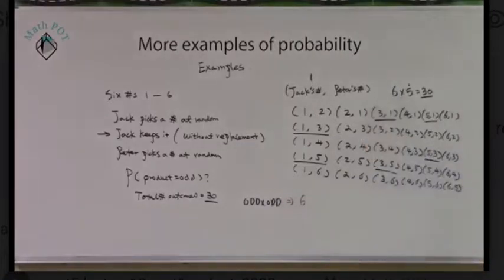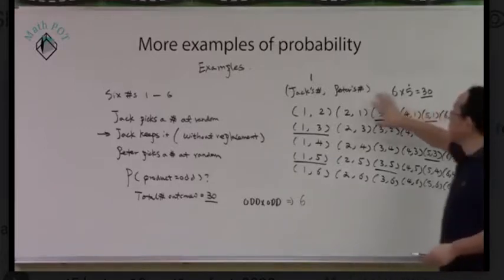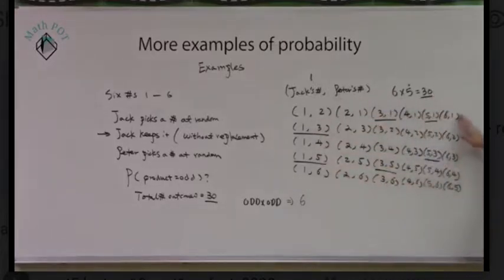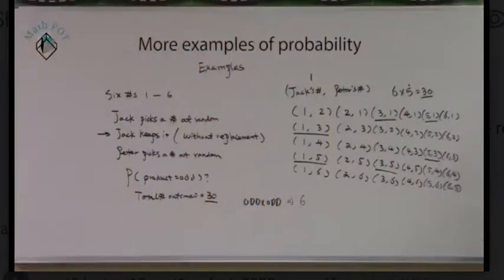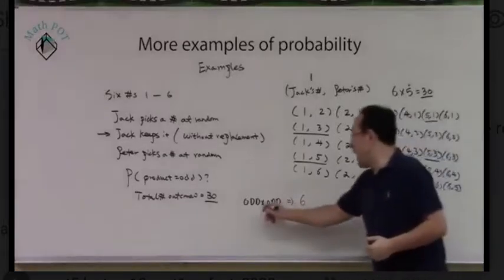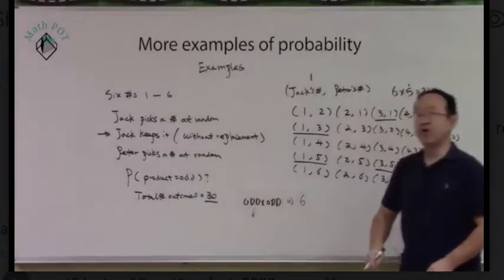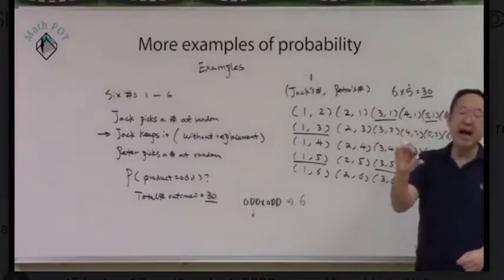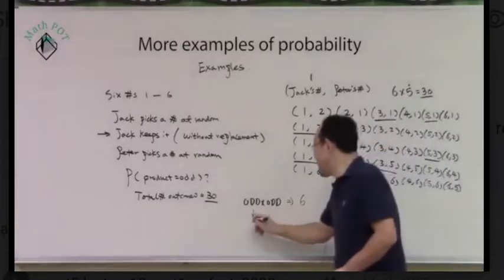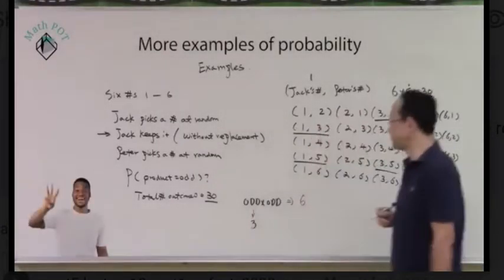So let's quickly figure out why we end up with 6. In the future, I really don't want to list all those possible 30 outcomes here. If you understand why we end up with 6, you definitely don't need to do this anymore. So in order to get an odd product, the first number must be odd. Let's figure out how many ways the first one has. It could be 1, 3, or 5. First step, we have 3 ways.